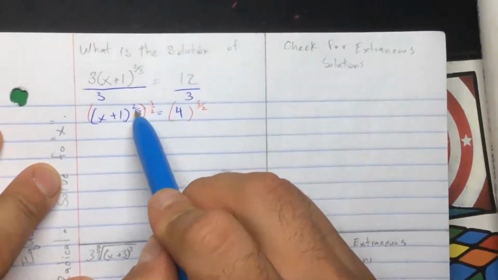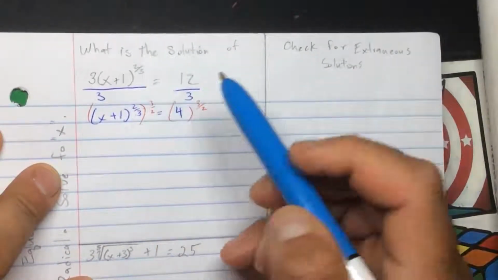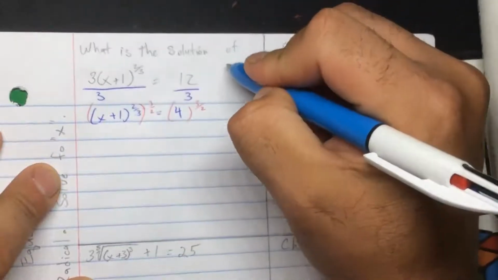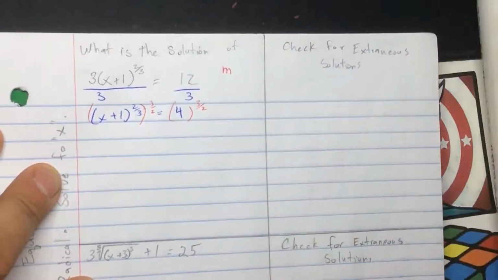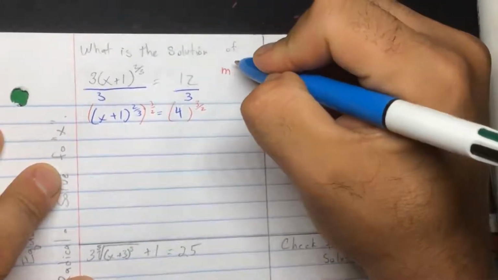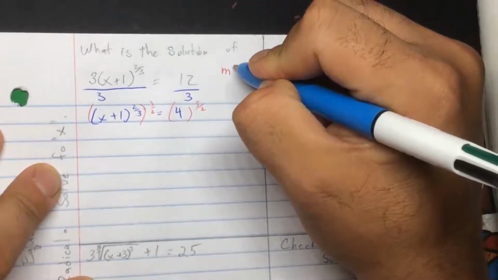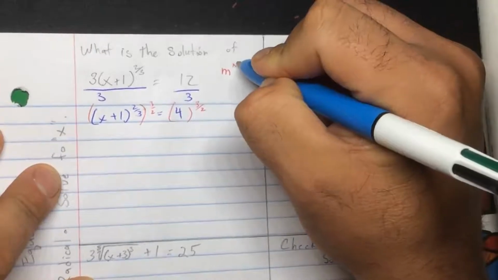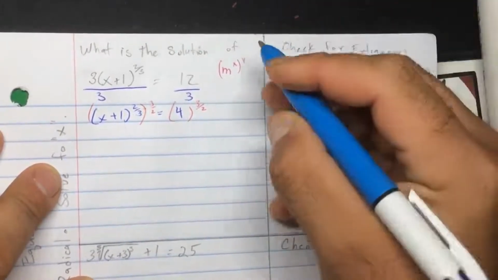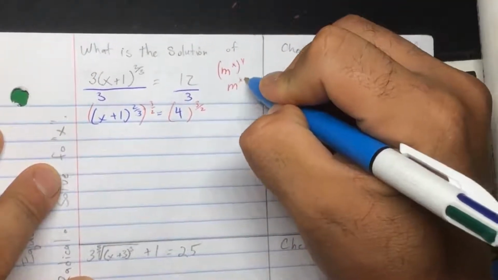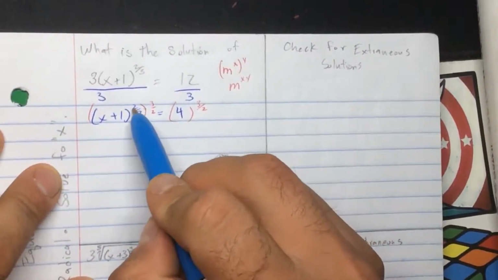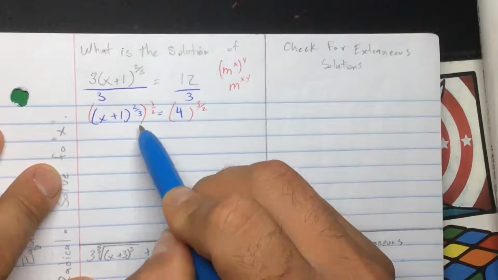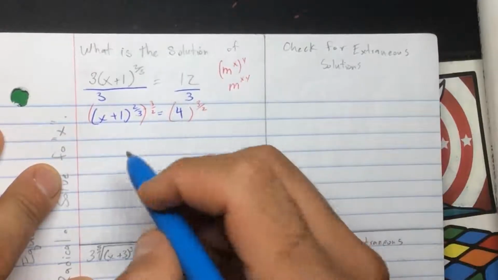And what that's going to do is, whenever you raise a power to a power, if you have m to the power of x, to the power of y, it's the same as m to the power of x times y. So that's exactly what we did here. So when we do this, this is going to be 2 times 3. It's going to be 6 over 3 times 2, which is also 6.